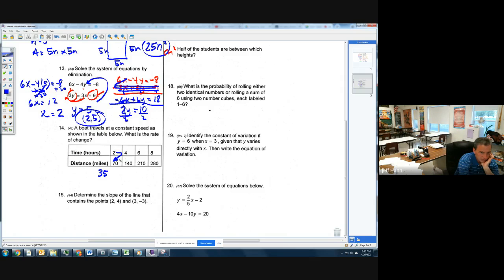Remember, it's the change in y over the change in x if you want to do it. But just say to yourself, just write an equation. 2 times what number equals 70? 2 times what number equals 70? Divide by 2 and divide by 2. N equals 35. That is my rate of change.